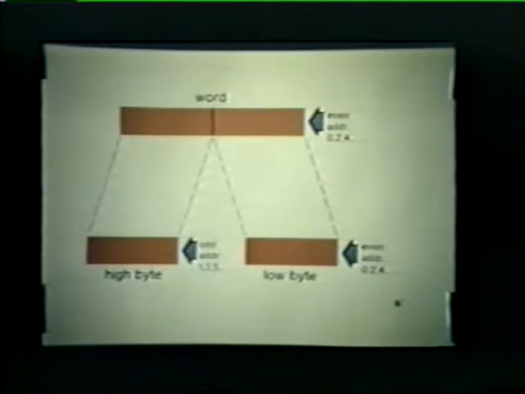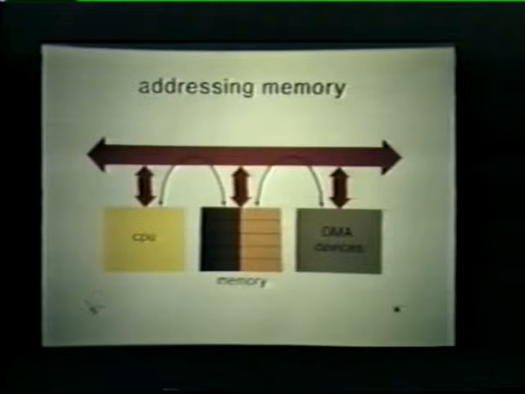On the other hand, even addresses select either low bytes or full words, depending on whether we're dealing with word or byte-oriented instructions. Words or bytes stored in memory can be addressed either by the processor or by devices capable of performing direct memory access or DMA transfers. Typical DMA devices include disks and magnetic tape units.